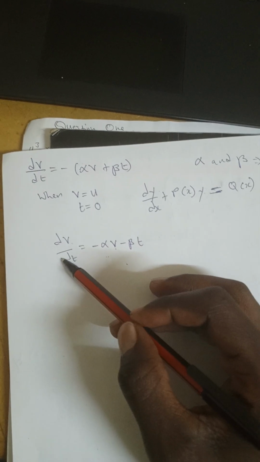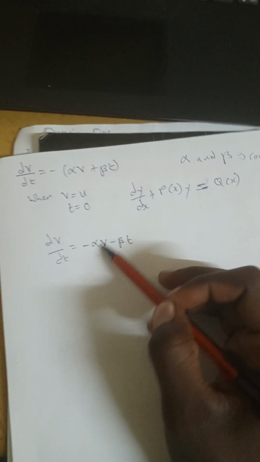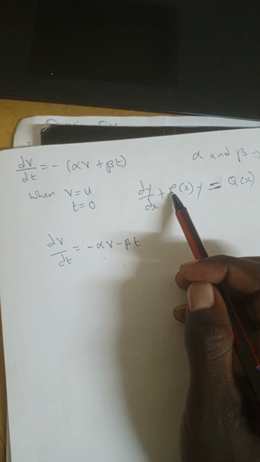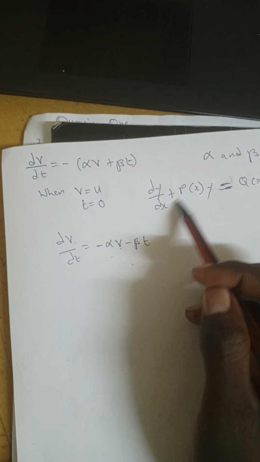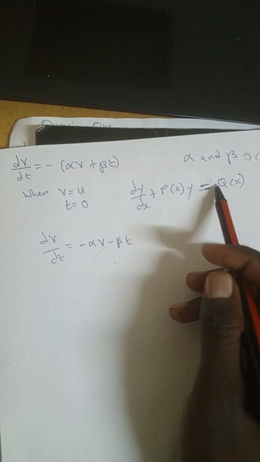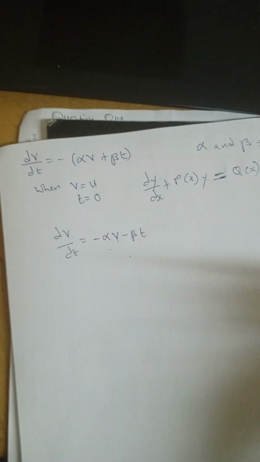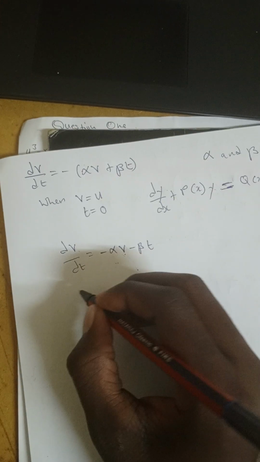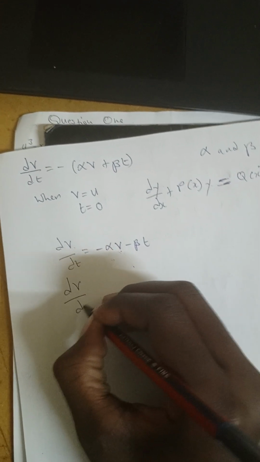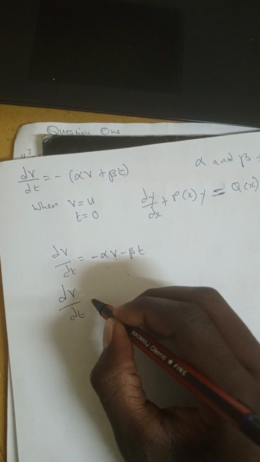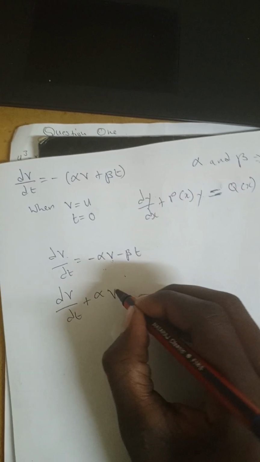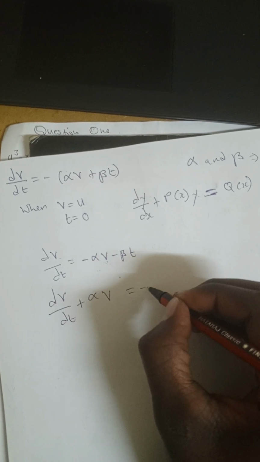So this has to go this side. It could have been positive here. We should have taken it the other side and it was going to be minus. It's still okay. It doesn't have to always be positive here. It can be negative. So we'll add this to both sides so that it goes from the right to the left side. So dv over dt plus alpha v equal to negative beta t.